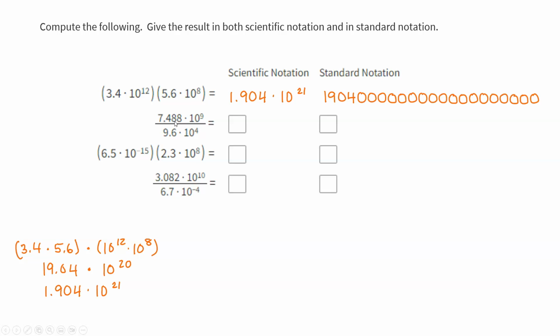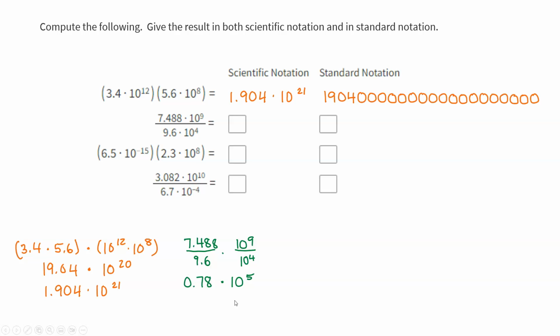It works very similar for division. You're going to divide the two values in the leading position, and you're going to divide the two powers of 10. So you're going to do 7.488 divided by 9.6 times 10 to the 9th over 10 to the 4th. 7.488 divided by 9.6 gives you 0.78. And 10 to the 9th divided by 10 to the 4th, you would subtract the exponents to get 10 to the 5th.